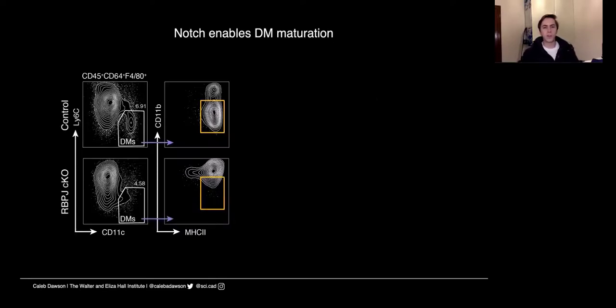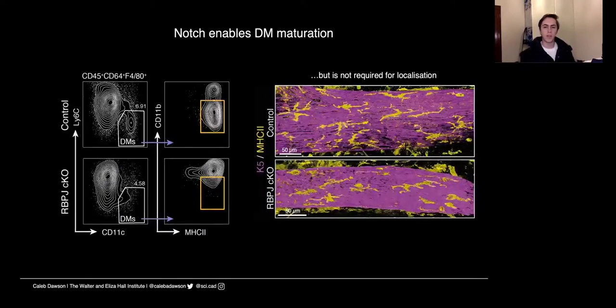And so to look at whether Notch signaling was important, we looked at CD11c-Cre RBPJ flox mice, and this knocks out RBPJ, which is an effector transcription factor of Notch signaling, specifically in ductal macrophages. And when we did this, it didn't actually decrease their number significantly, but rather than being CD11b low, they remain CD11b high. So we think that Notch might be important for the maturation of ductal macrophages. And it doesn't really affect their localization. They're still within the epithelium.